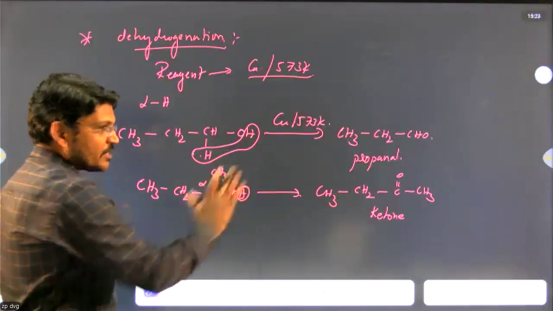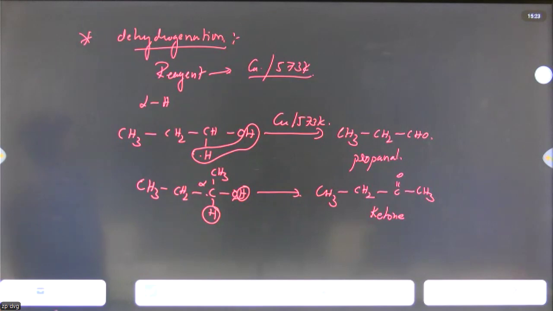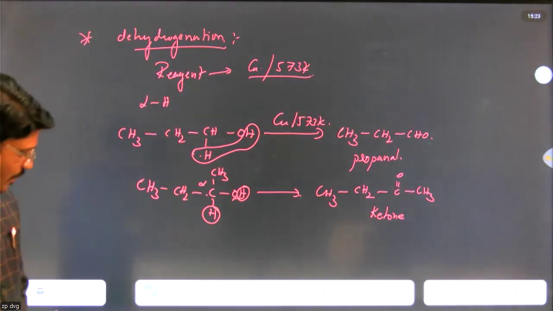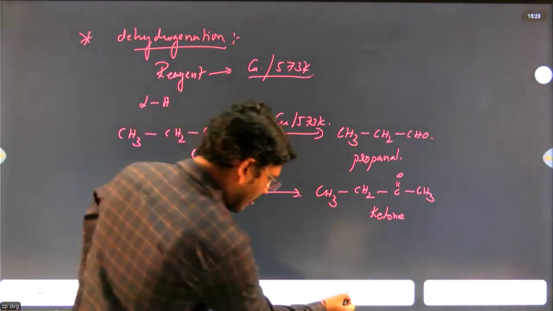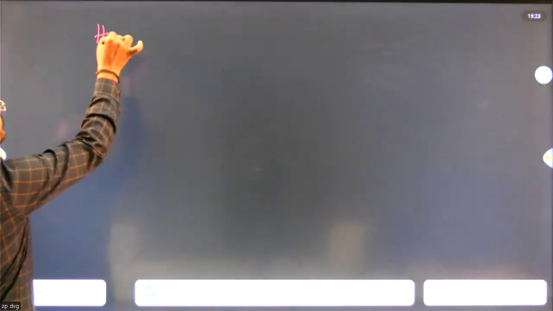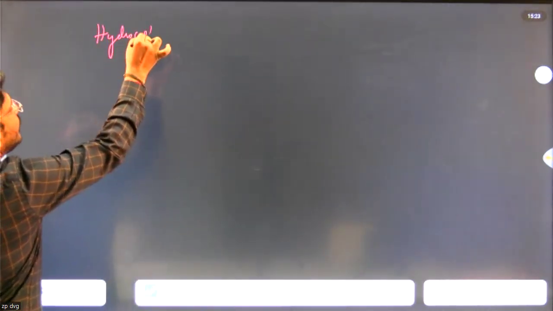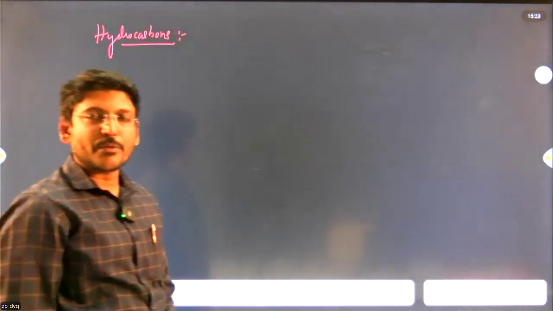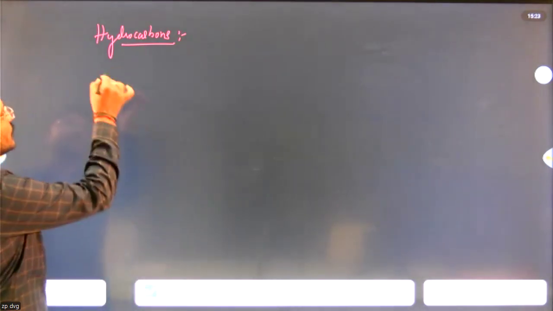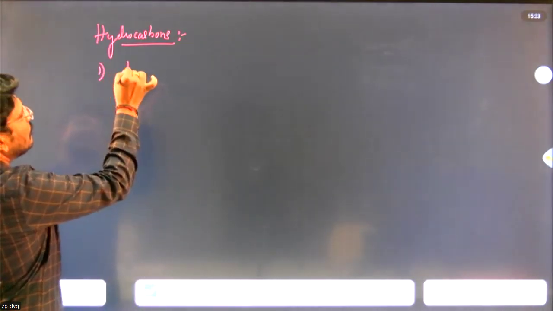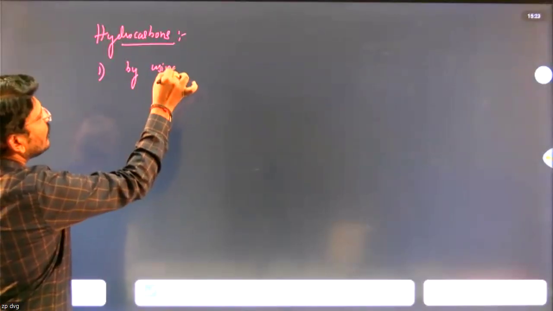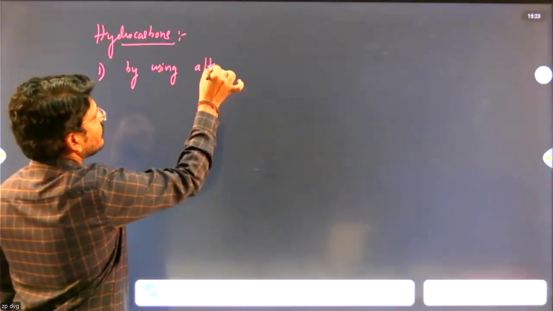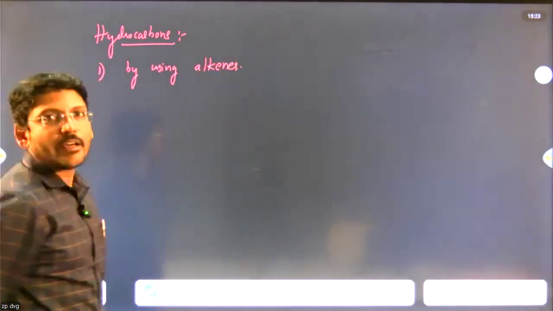After discussing dehydrogenation, next we need to understand one more important thing, that is preparation of aldehydes and ketones by using hydrocarbons. Let's see how to prepare using hydrocarbons, which you have also discussed in first PUC chapters. The first one is by using alkenes.